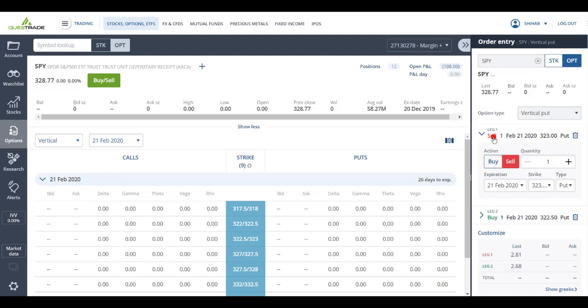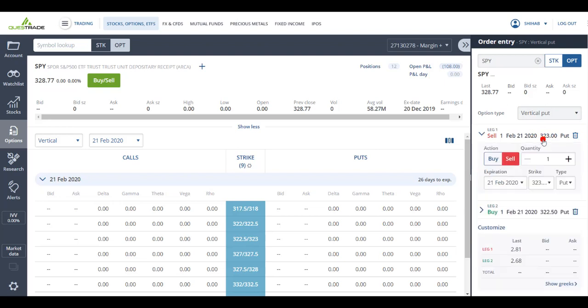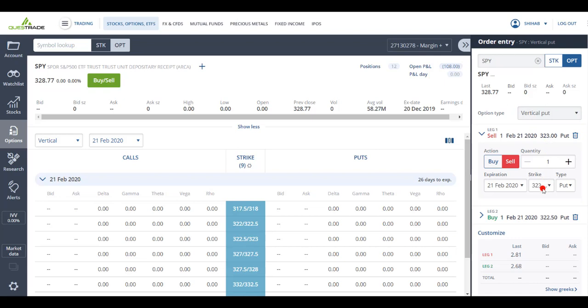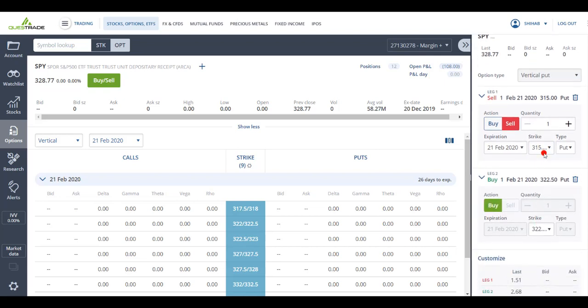So if I click sell, you could see that the higher strike is the one being sold, but you could change the strikes. Right now the SPY is at 328. So let's say I assume that on February 21st, SPY will be trading above 315, for example. So I could go sell the 315 put option, but then I have to buy a put option for protection, right? So I'm not forced to buy the shares if my put option is in the money. So I'll buy a put option for protection, let's say at 310.